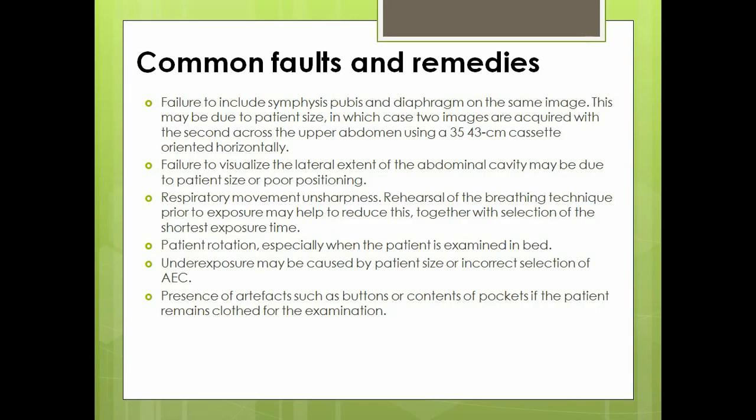What are the common faults when taking this radiography? Failure to include the symphysis pubis or diaphragm. This is the biggest mistake everyone makes. I think as per the Indian scenario, a 17x14 cassette is more than enough to include both the dome of the diaphragm and the symphysis pubis. So always think of that and include it.